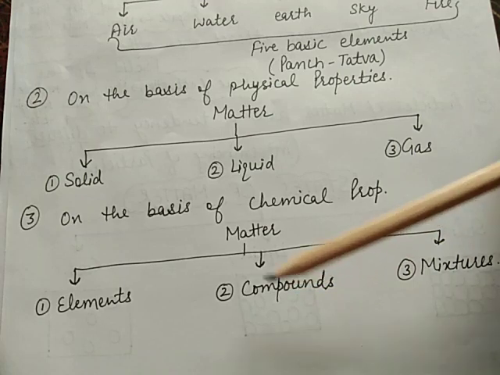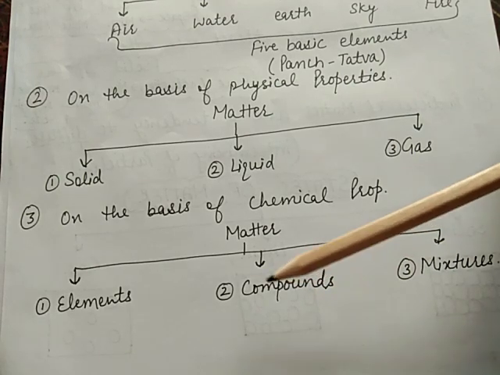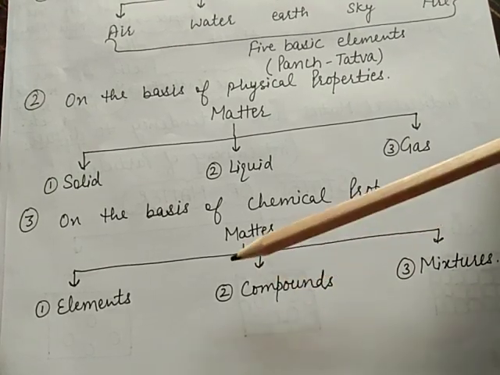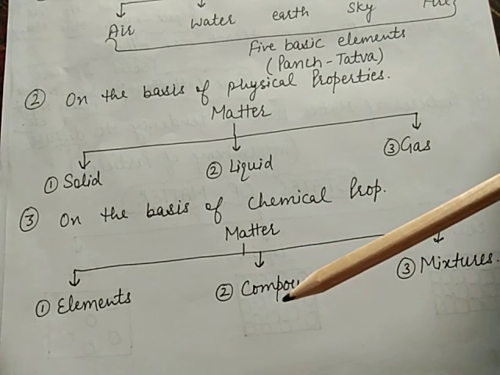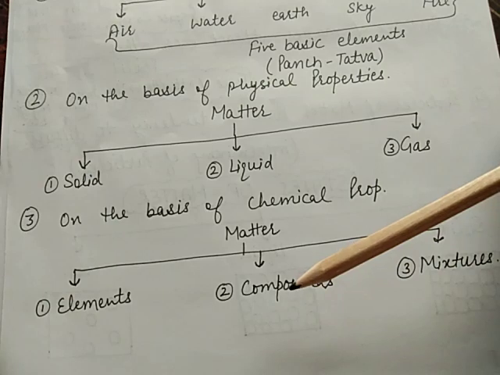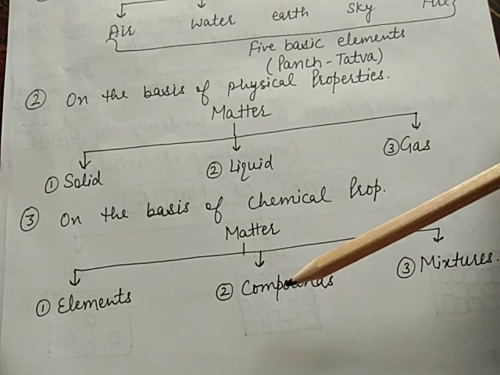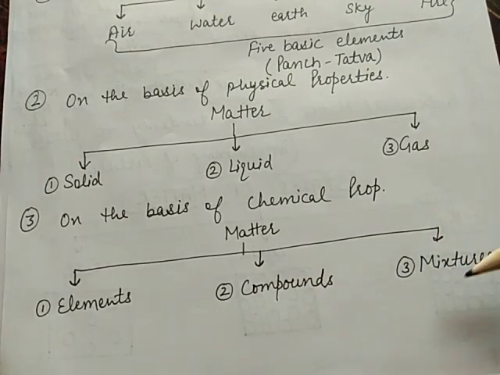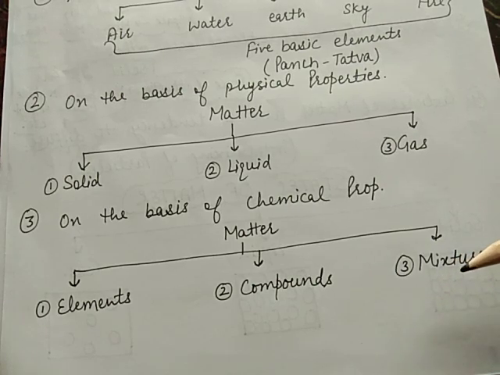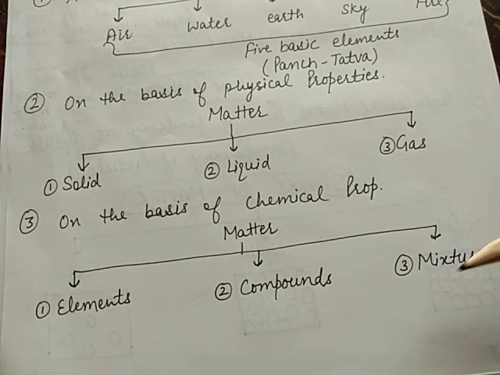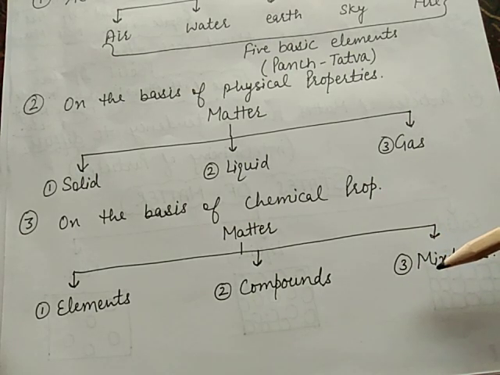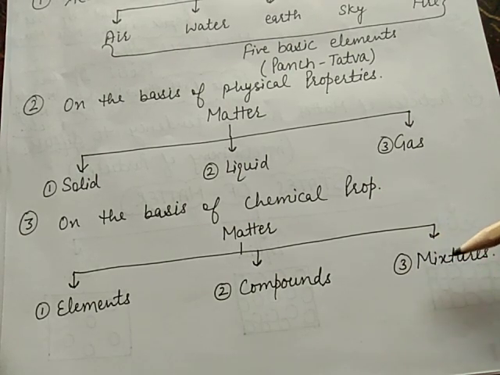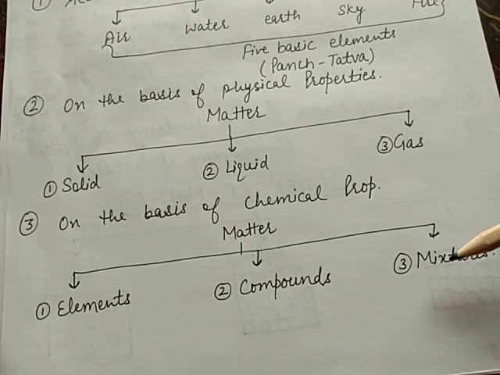Elements and compounds are pure substances. Pure substance means these are made up of only a single kind of atoms. Mixtures are homogeneous and heterogeneous. Homogeneous means the composition is uniform, or you can say the same. In a heterogeneous mixture, the composition is not uniform.